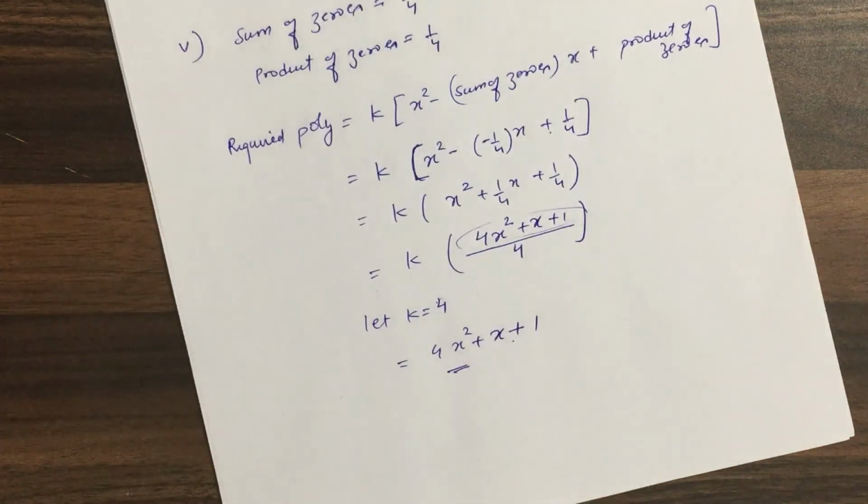So this completes your exercise 2.2. In the next lecture, we will discuss exercise 2.3 and that totally completes your chapter 2. So the last lecture will be the last of polynomials.